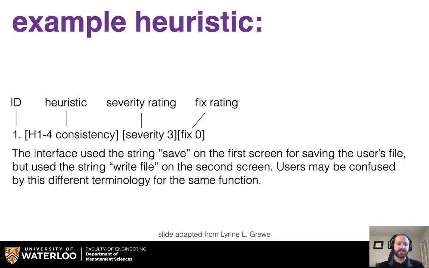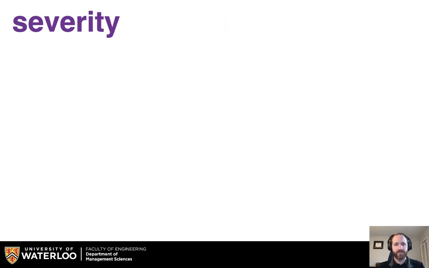The interface uses the string save on the first screen for saving the user's file, but by using the string write file on the second screen, users may be confused by this different terminology for the same function. So relatively severe, but pretty easy fix. You can change that string or make it more cohesive somehow.